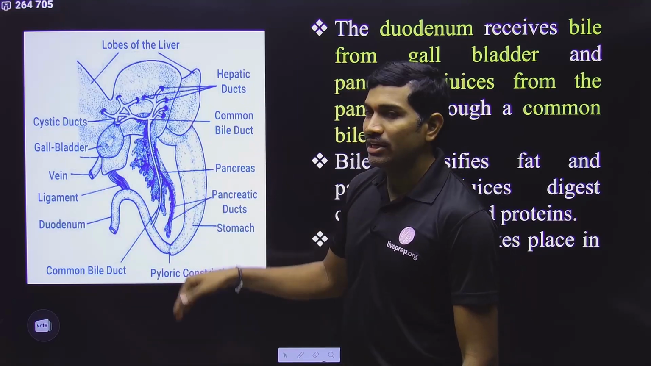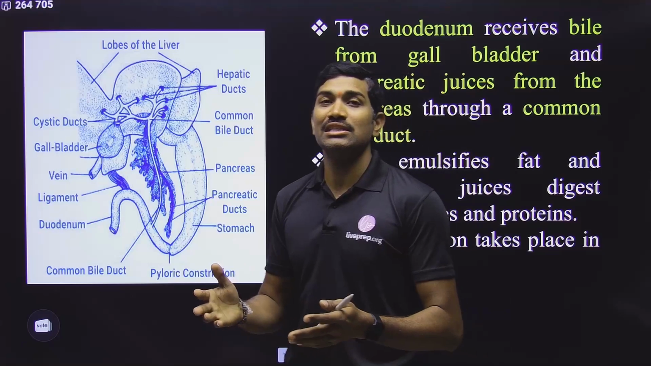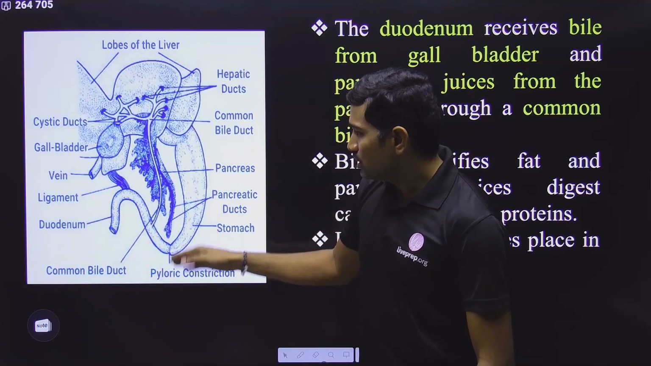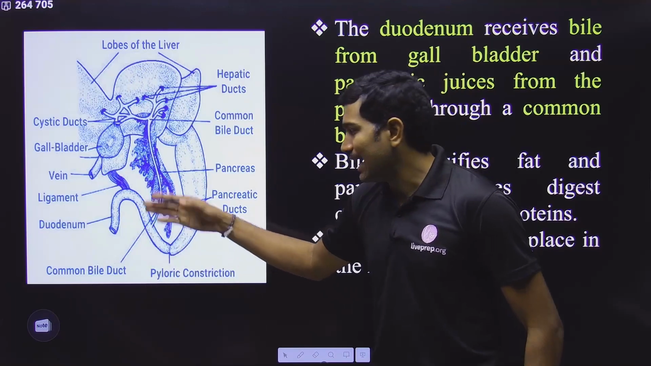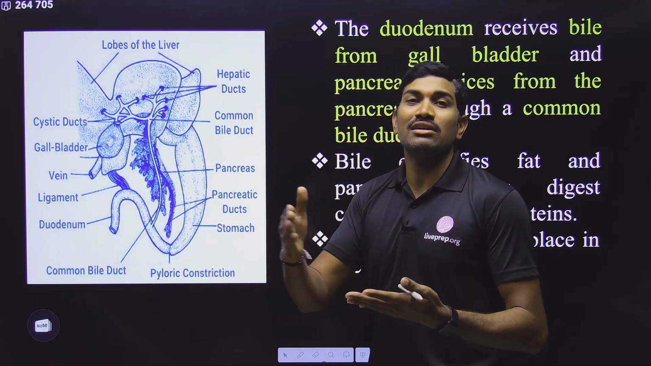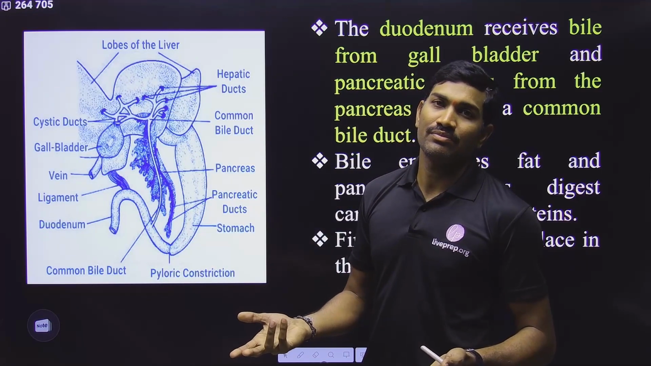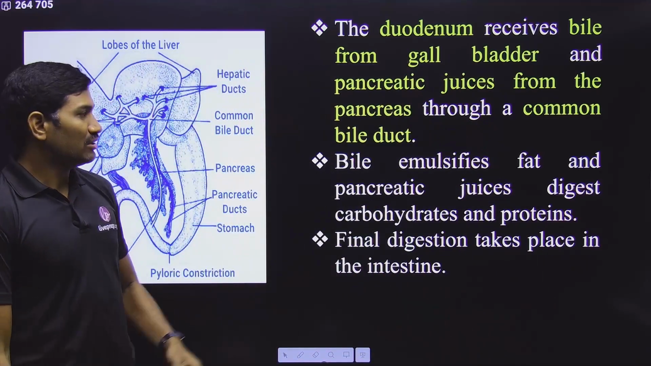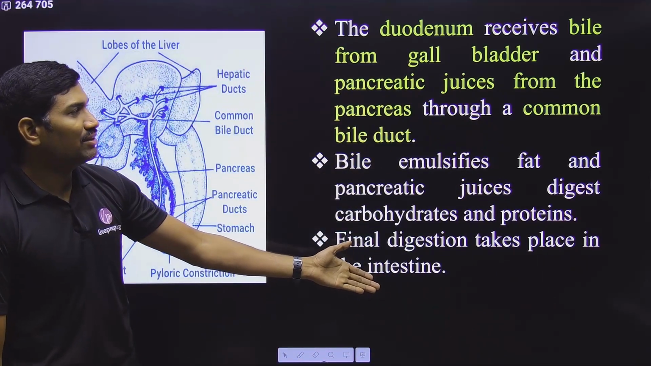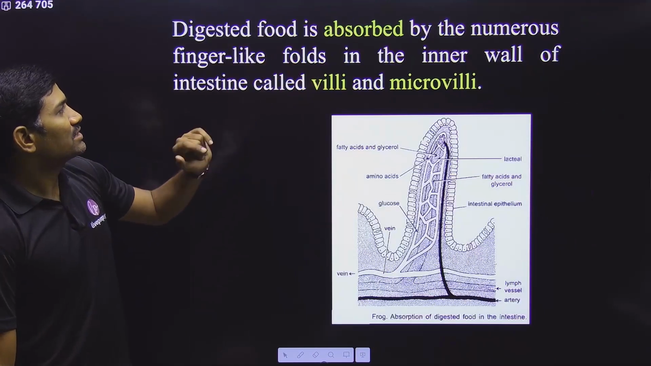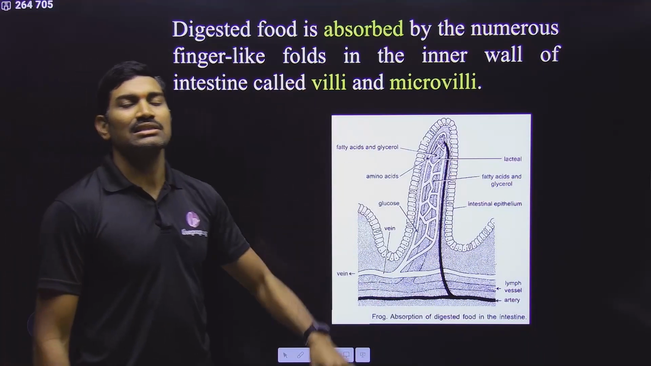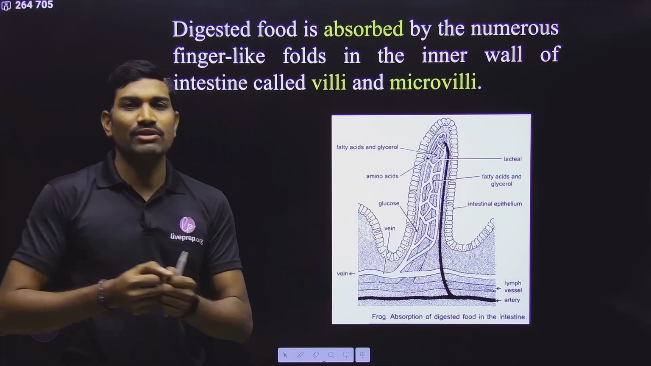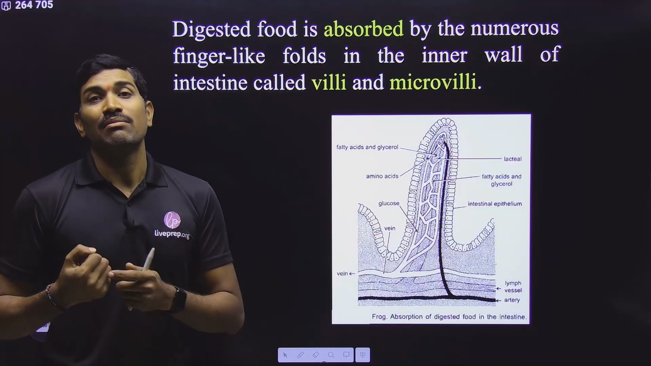And next one, pancreatic juice. Pancreatic juice has different enzymes, mainly protein digesting enzymes. So these protein digesting enzymes will be activated here, and they will start digestion of proteins. So this is the information related to pancreatic juice and bile juice. So this is what they have given here. Understood or not? Next one, once the digestion is completed in the intestine, what happens? Now it will be absorbed into the blood.